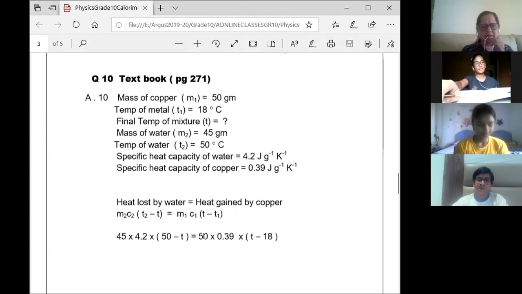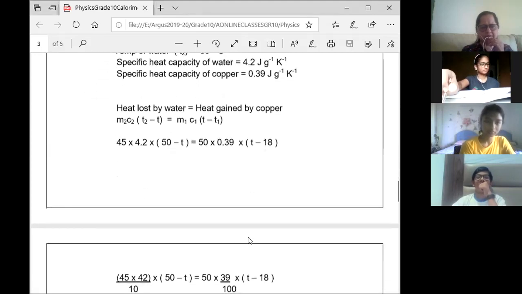M1 is the mass of copper. Then C1 is the specific heat capacity of copper, 0.39. And copper from 18 is going to come to T, so the temperature is going to increase. That is what I have to find out, T. So I will solve the equation.